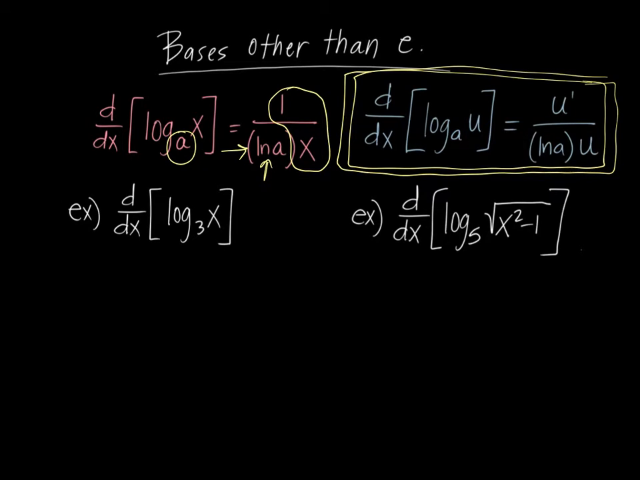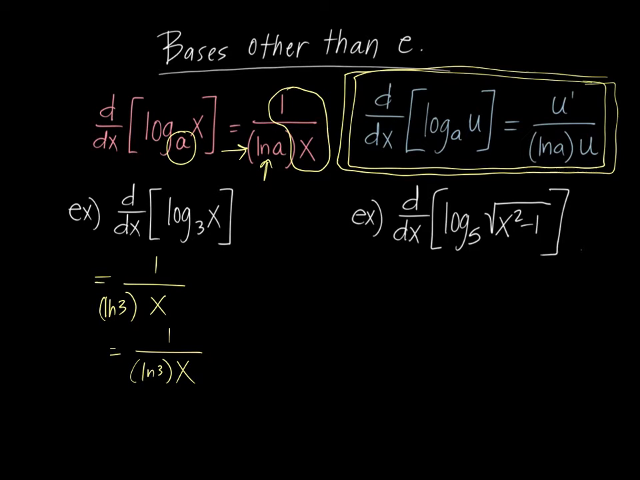So this first one, derivative of log base 3 of x, overall I'm thinking 1 over x, because the derivative of a log is 1 over x, or u prime over u. And in this case, u prime happens to be 1. Since it's base 3, natural log of 3 goes in the denominator, and that's it. Natural log of 3 times x, and that's it.